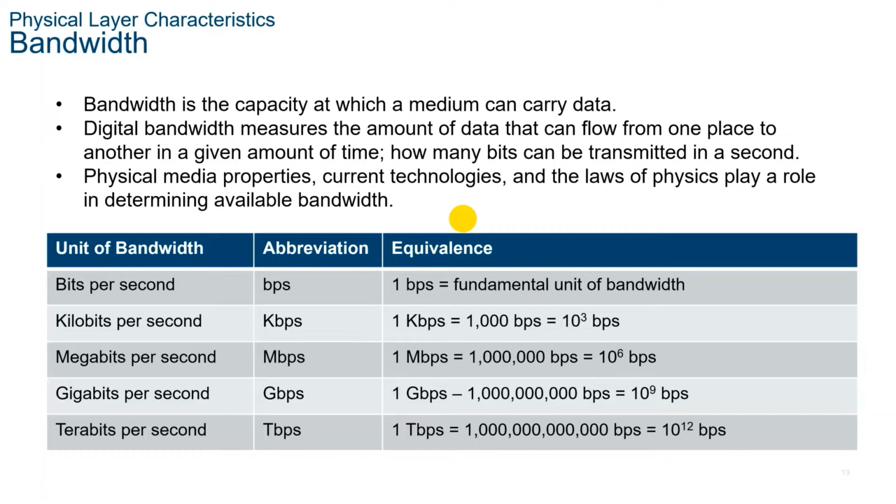Now the table shows the commonly used units of bandwidth measurement. Bits per second is bps. We use the small letter b for bits, because if it is the uppercase letter B, it means bytes. Okay, so bandwidth measurement is in terms of bits per second.